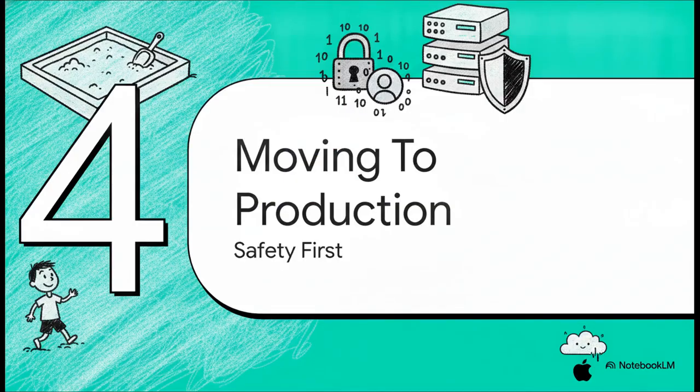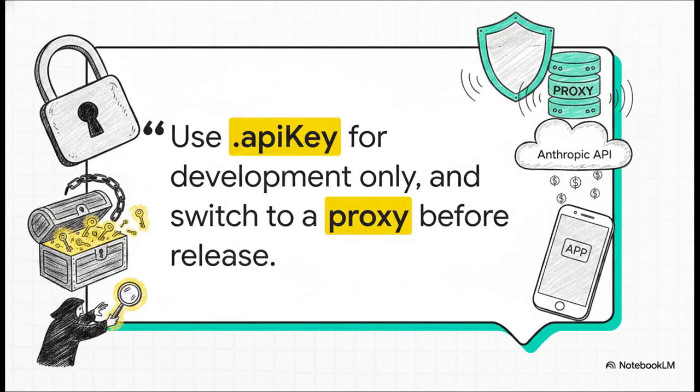All right, Section 4, moving to production safely. Playing in the sandbox is a blast, but actually leaving it requires a serious reality check about app authentication. I'm going to read this quote directly from the documentation because it is absolutely crucial. A key bundled into an app is extractable. Use .apiKey for development only and switch to a proxy before release.